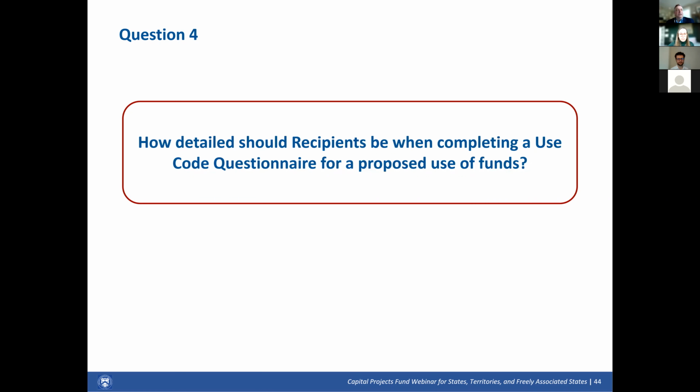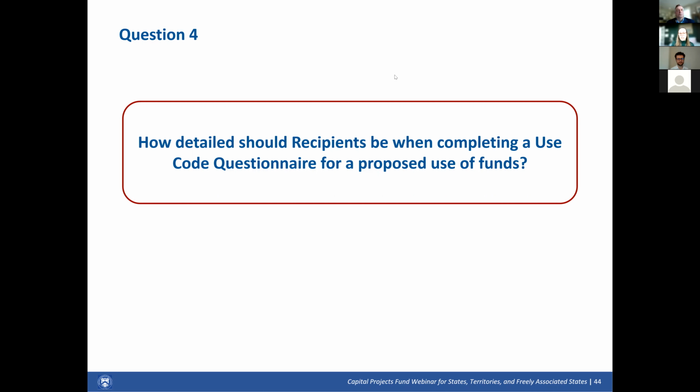Thank you. And how detailed should recipients be when completing a use code questionnaire for a proposed use of funds? That would be the program plan. How detailed should they be? Another really great question. So each use code questionnaire asks specific questions based on the type of project that you are proposing, and Treasury asks that you fully answer the questions and provide all rationale that went into the proposal.